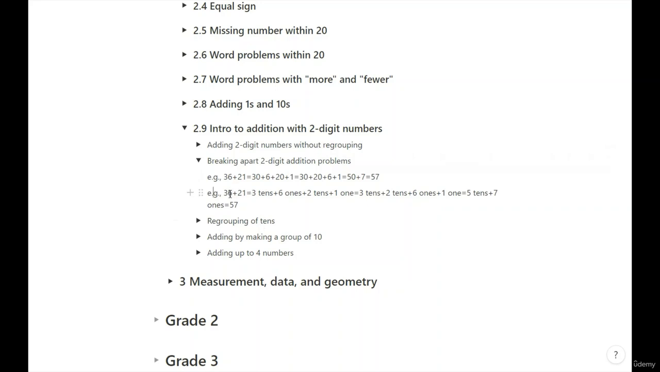Another way is to do 36 plus 21 as 3 tens plus 6 ones plus 2 tens plus 1 one. We can see it is 3 tens plus 2 tens plus 6 ones plus 1 one. That is 5 tens plus 7 ones, also equals 57.